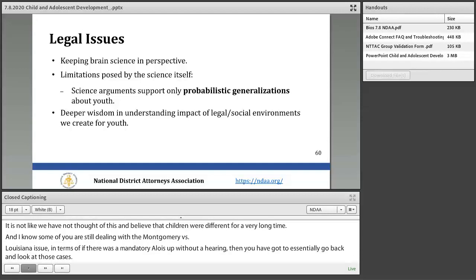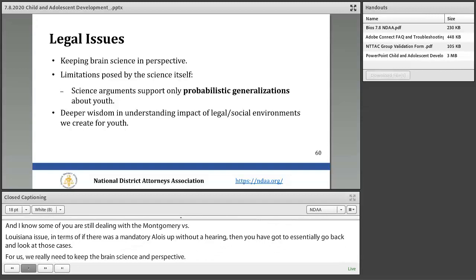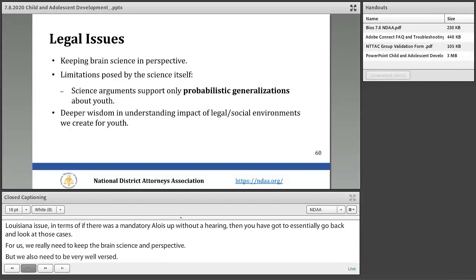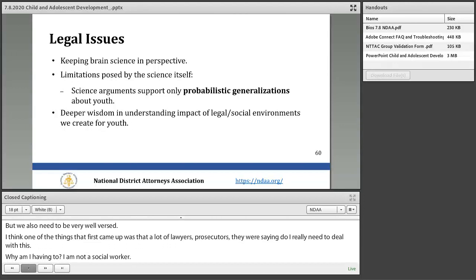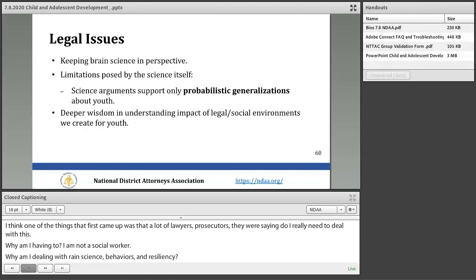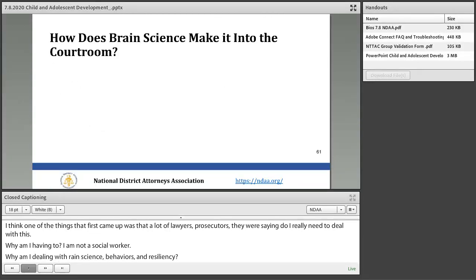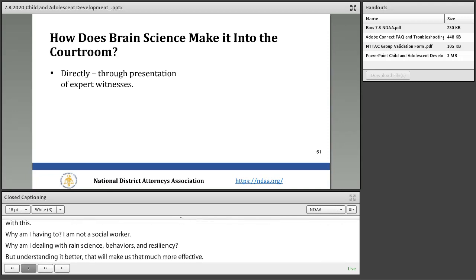So for us, we really need to keep the brain science in perspective, but we also need to be very well versed. I think one of the frustrating things when these issues first came up is a lot of lawyers, as prosecutors, were saying, do I really need to deal with this? Why am I having to? I'm not a social worker. Why am I having to deal with brain science and behaviors and resiliency? But understanding it better will make us much more effective.